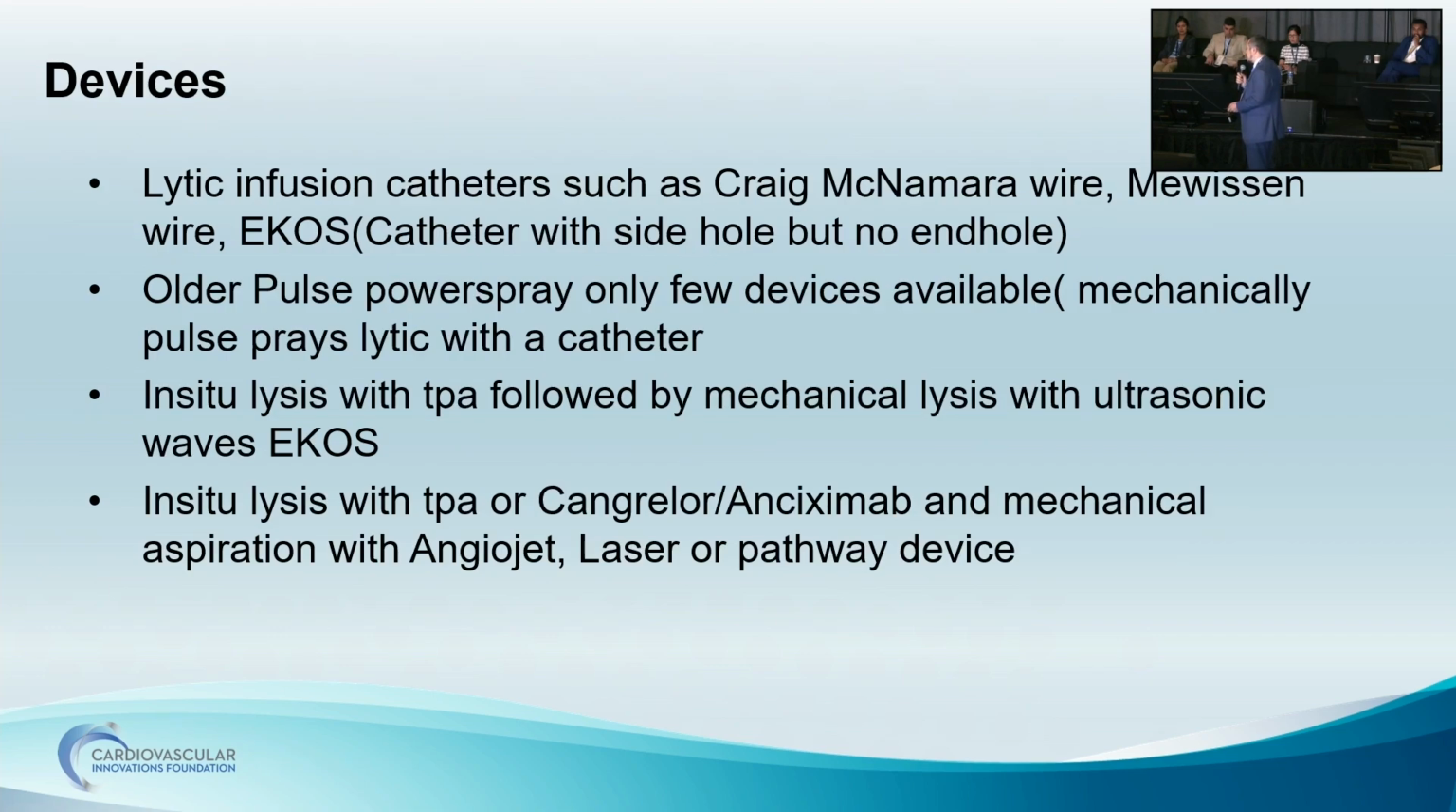As for the different devices, you can do the old-fashioned way, which is the Craig-McNamara, with just TPA for 12 to 18 hours. You can use the EkoSonic fragmentation, or EKOS, which has a TPA drip with ultrasonic fragmentation. And you can get the old pulse spray if you're old enough to have used the AngioJet. AngioJet was the only option, and you can infuse the TPA and do the thrombectomy at the same time. A lot of the questions that come up also are, can you use something else? Can you use a lower dose, or not TPA alone?